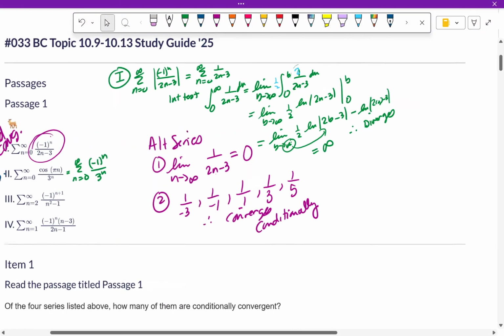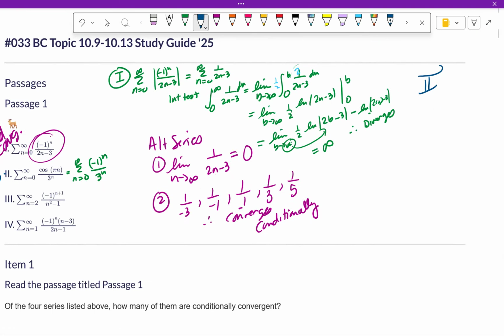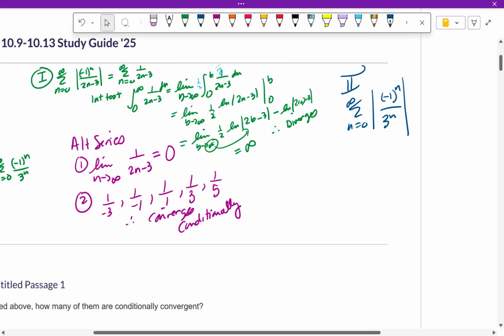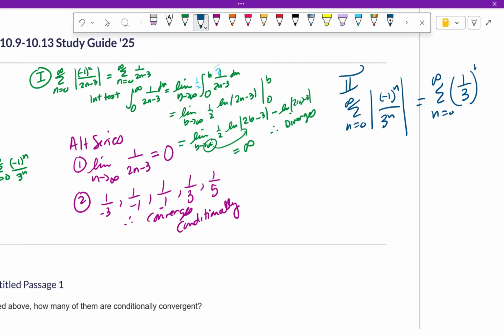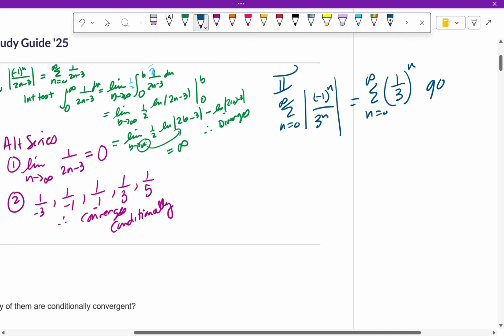So number 2, I'm going to do the absolute value of it, right? So I'm going to do this series. I'm going to do the absolute value of negative 1 to the n over 3 to the n, which is going to look like this: the sum from n equals 0 to infinity of 1 over 3 to the n. That's geometric.